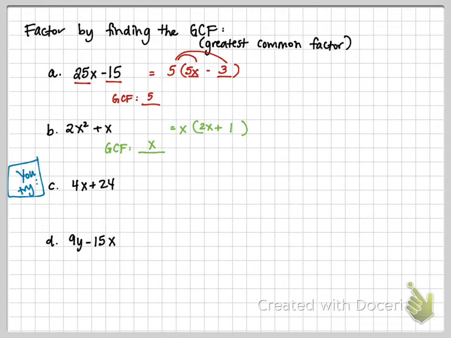All right, let's check your answers that you just got. So on the first one, my greatest common factor was 4, and I was left with just x plus 6 inside the parentheses. And on the second one, my greatest common factor was 3, and I was left with 3y, because 9y divided by 3 is 3y, and minus 5x, because negative 15x divided by 3 is negative 5x.